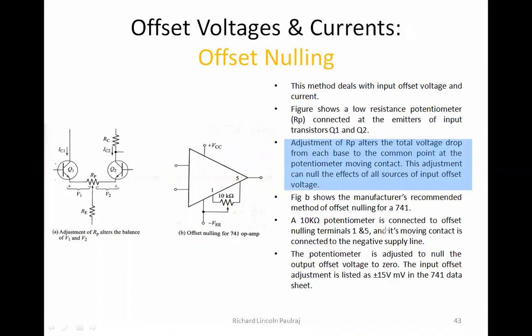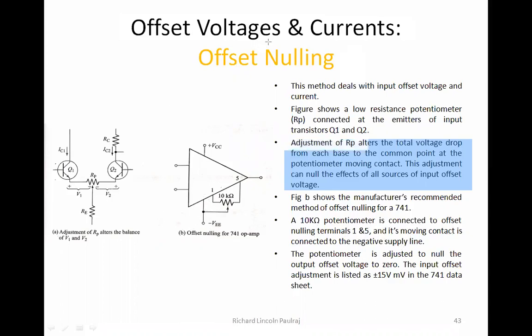Now in this figure here, you can see how it is connected. Let's take 10 kilo ohms as an example, and it's connected between terminal 1 and 5. You can see that there is an arrow here, which means it's variable. So this is connected to the negative terminal, minus VEE. A 10 kilo ohm potentiometer is connected to offset nulling terminals, which are 1 and 5. And its moving contact is connected to the negative supply line, which is minus VEE.